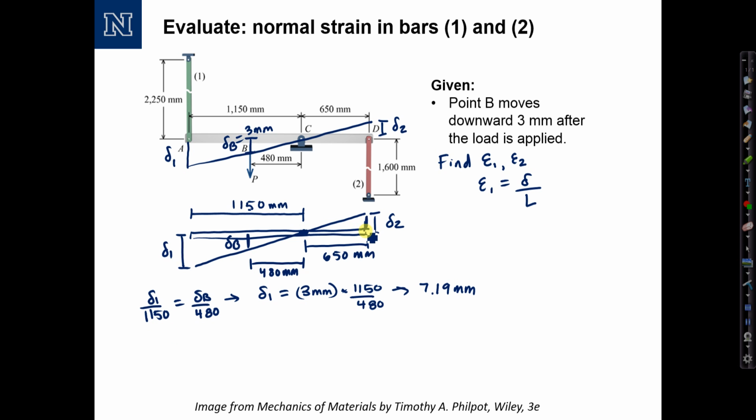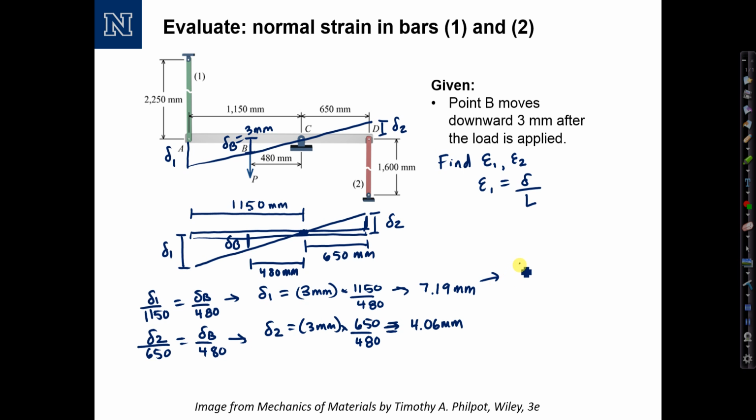I'll do the same thing for this deformation, or elongation, delta 2. Here's the ratio of lengths on this triangle. They're the same as for this triangle, so I can say delta 2 over 650 is equal to delta B over 480. Therefore, delta 2 equals delta B, 3 millimeters, times 650 divided by 480, which equals 4.06 millimeters.